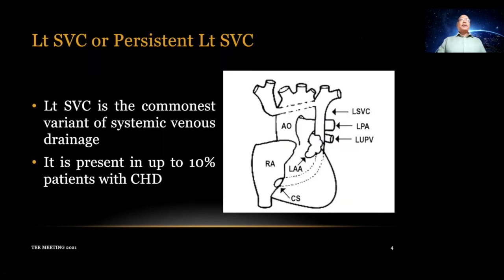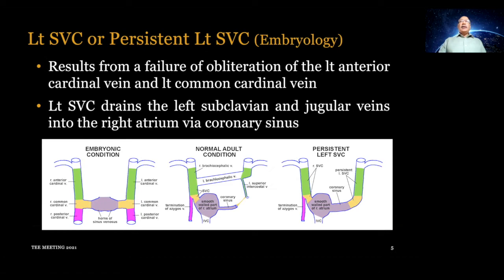Well, coming to the topic, left SVC or persistent left SVC, TEE imaging. Before you go into TEE imaging, it is important to understand a little bit about its anatomy, its embryology, and how it affects the circulation. Left SVC is the commonest variant of systemic venous drainage, and it is present in up to 10% of patients with congenital heart disease. Now, a bit about its embryology.